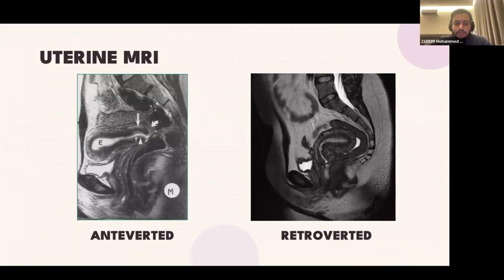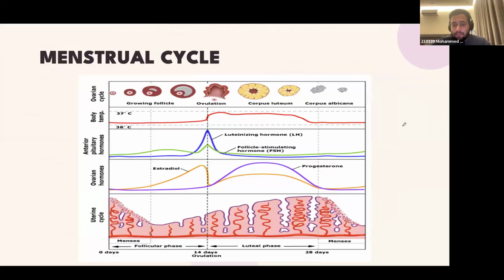Now, in terms of the uterus orientation, obviously you have anteverted, which is lying on the bladder, and then retroverted, which is posterior lying, okay? And this is the rectum posteriorly. So that's pretty much uterine MRI.